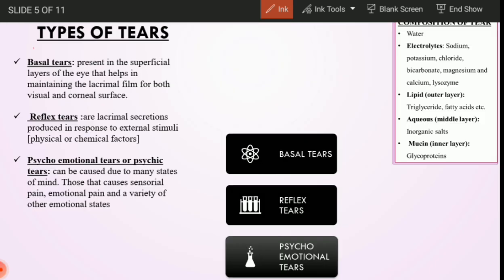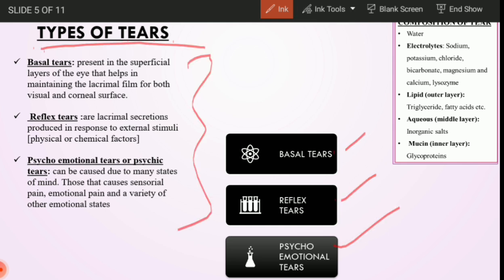Let us discuss different types of tears. Basically, we will cover the three most important types of tear: basal, reflex, and psycho-emotional. Basal tear is naturally present in everybody's eyes. It is responsible for preventing dry eyes. It helps in maintaining the lacrimal film that is present on the corneal surface. So the basal tear usually does not flow out from your eyes. It remains in the eyes. It protects your eyes from dust and dirt.